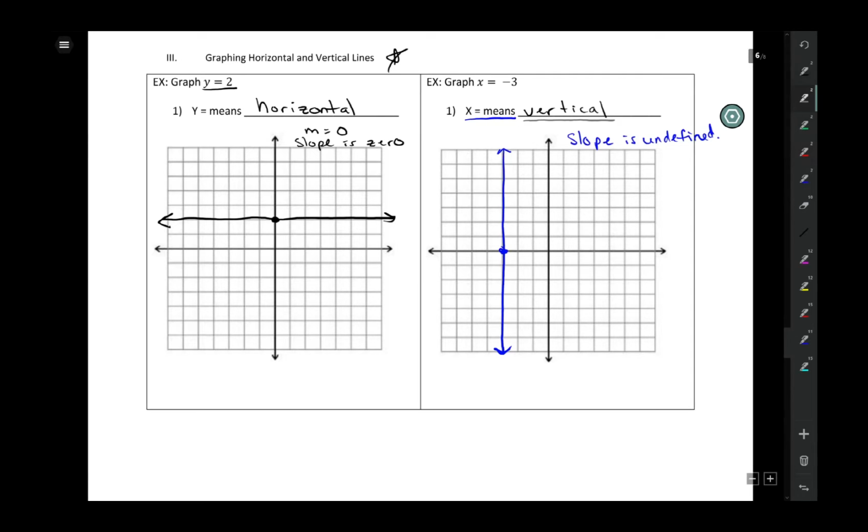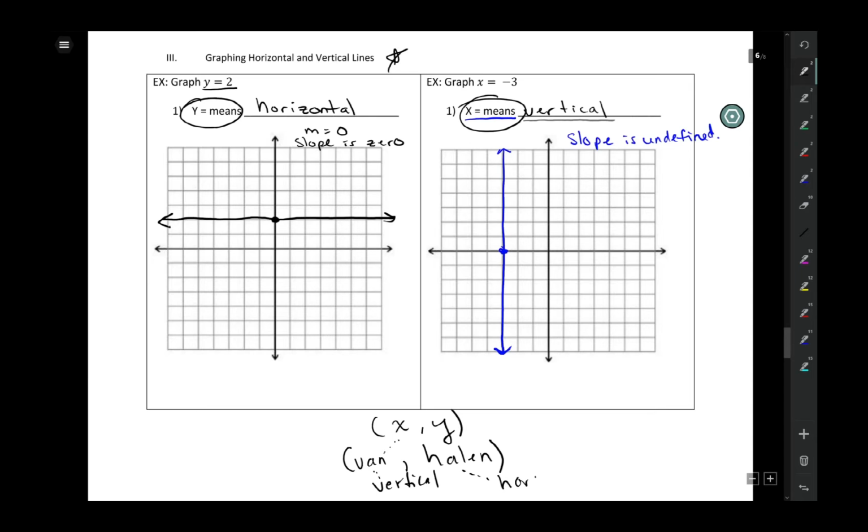Also, a common way to think of it, because students always forget y equals horizontal, x equals vertical. If you have a coordinate point, (x, y), sometimes we think of Van Halen, the rock band. And also you can think of Van as vertical and Halen is horizontal. But if you do it enough, hopefully you just have down y equals horizontal, x equals vertical.